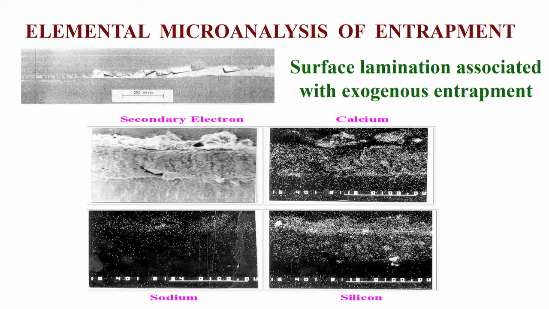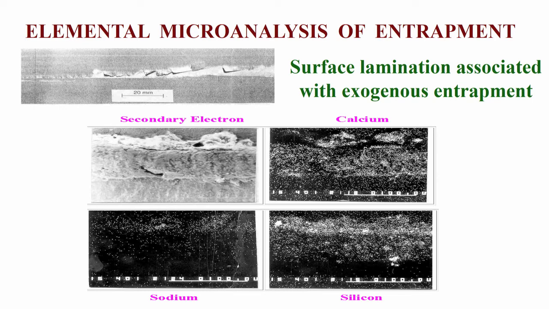So, what we do is set up what is called the X-ray image. First we have to analyze what elements are present. Say we have found that calcium is present, sodium is present, silicon is present, oxygen is present, and then we want to know where calcium is present in the constituents, in the microstructure of the defect area. So, this is called X-ray imaging.